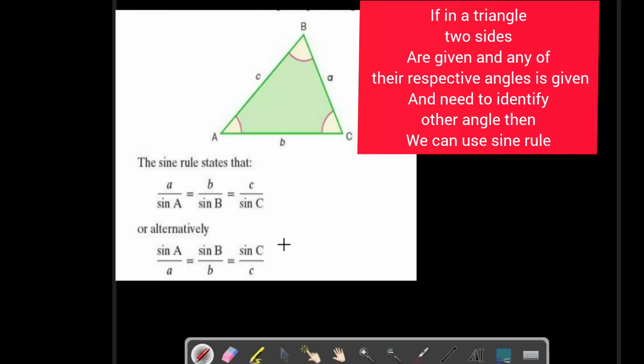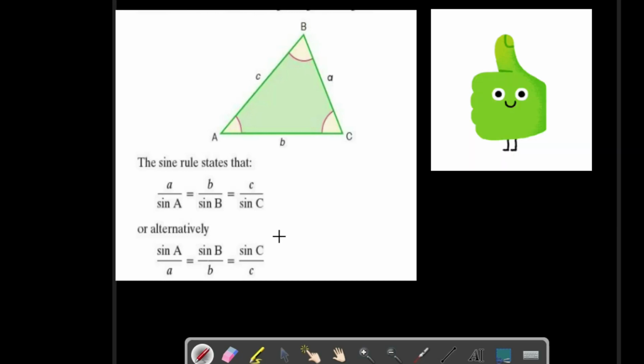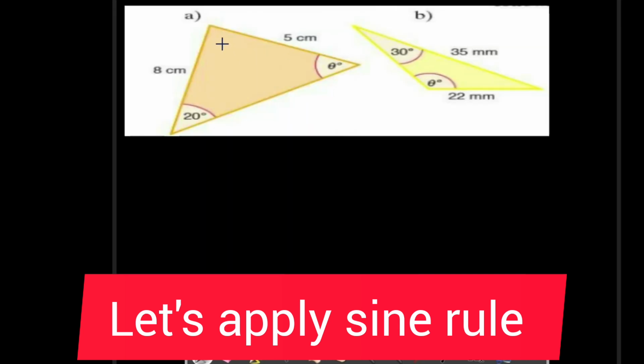When we solve questions and need to identify whether to use the sine or cosine rule, whenever we see a relation between two sides and two angles, we can go ahead and use the sine rule. So let's solve a few questions.